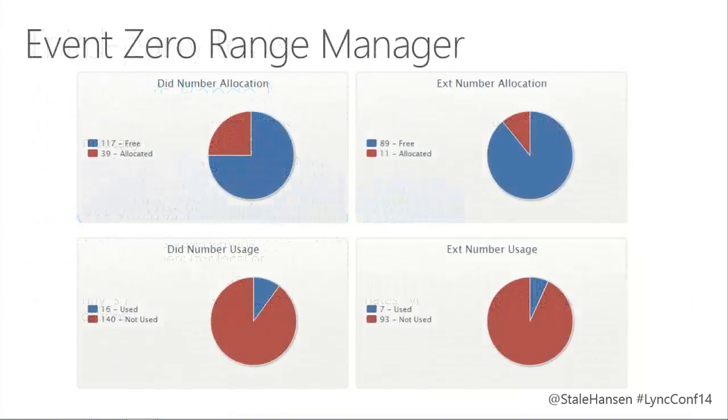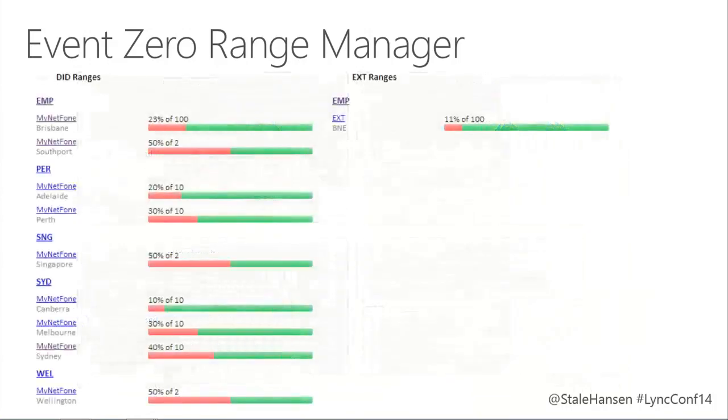So here are some screenshots of Event Zero's Range Manager, where you have number allocations, extension number allocations, also on the usage of the numbers you have allocated. So that's quite interesting. And you get some awesome reports by location and what's the utilization of your number ranges. Maybe you should order more numbers soon and stuff like that. So there are tools for this as well.